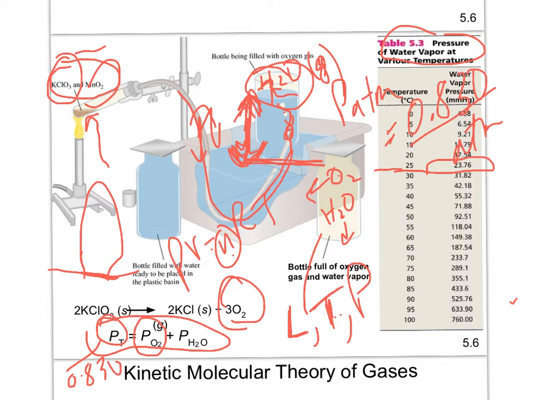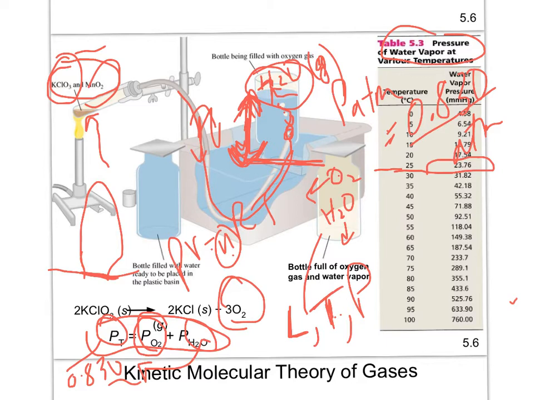Because I'm using the room pressure and assuming the pressure is the same inside and outside. So if I have my 0.830, I convert that to millimeters of mercury, and then I subtract 23.76, which is isolating this. When I move this over to the other side, it becomes a negative.